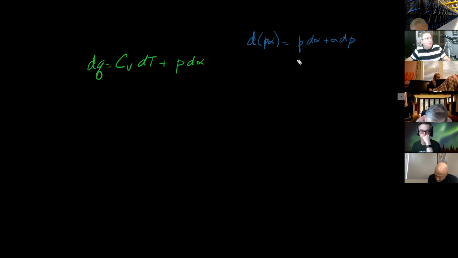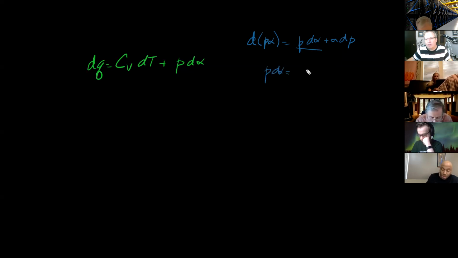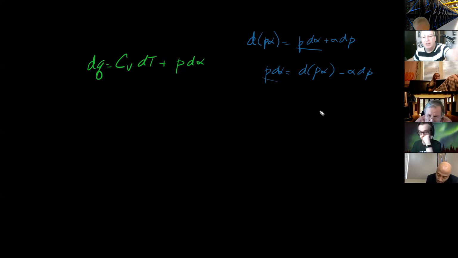Right? This is just taking the derivative. That's just a simple thing, right? That's the chain rule. James, you remember that rule, or Jacob, you remember that? Yes. Okay, so what does P d alpha equal? It equals d(P alpha) minus alpha dP, right? That's just solving for this term. Does that make sense? I hope that makes sense to you. I'm not doing anything that's really that complicated.